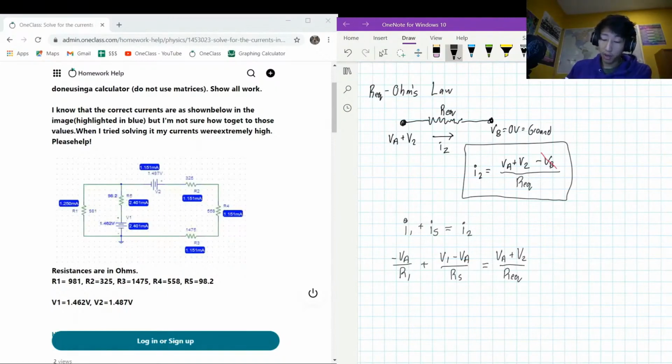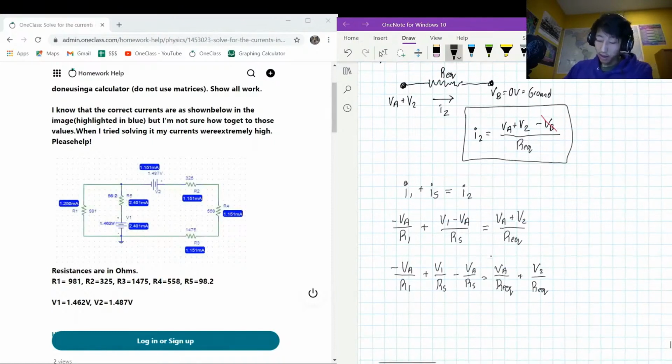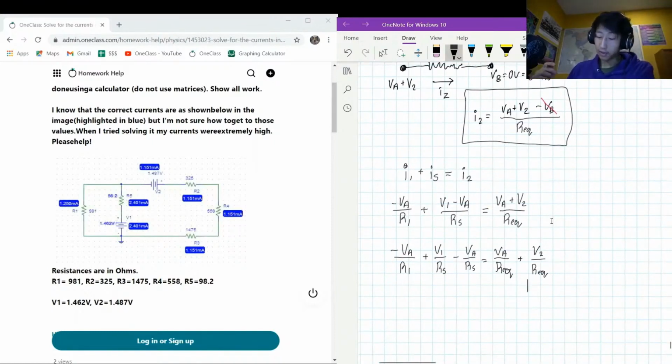Okay, now we want to split these terms, the ones in the middle and to the right, into two terms so that we can deal with them more easily. So VA over R1 plus V1 over R5 minus VA over R5 is equal to VA over REQ plus V2 over REQ. Now we want to bring all VA terms to the same side.